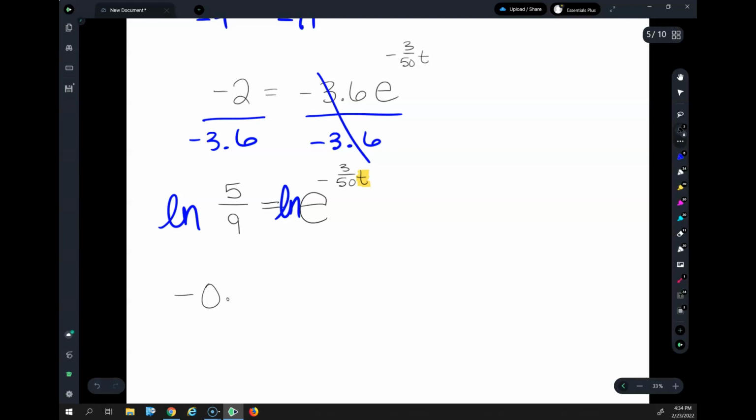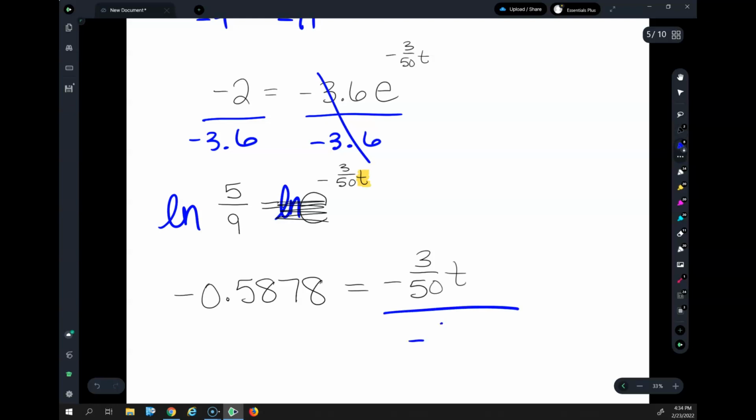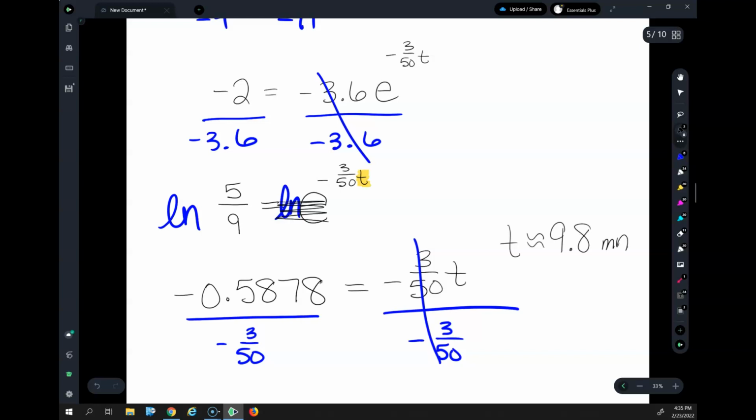This again is just some crazy decimal, but I will have to write it down. I got negative 0.5878, and all that's going to do is the ln and the e will cancel, and it will leave us with our exponent of negative 3/50th t. So our very last step to solve for t is to divide by the negative 3/50th. And I get about 9.8 minutes. It will take approximately 9.8 minutes for the concentration in that tank of brine solution to reach 0.02 of a kilogram per liter.